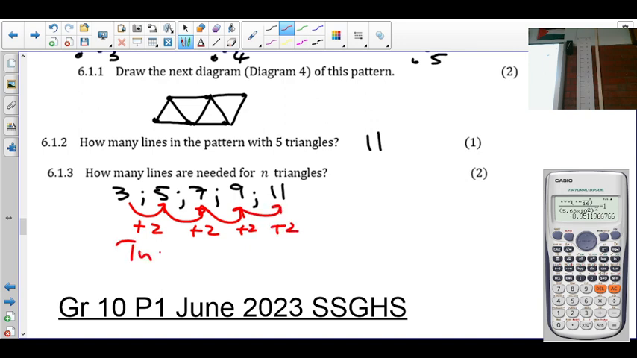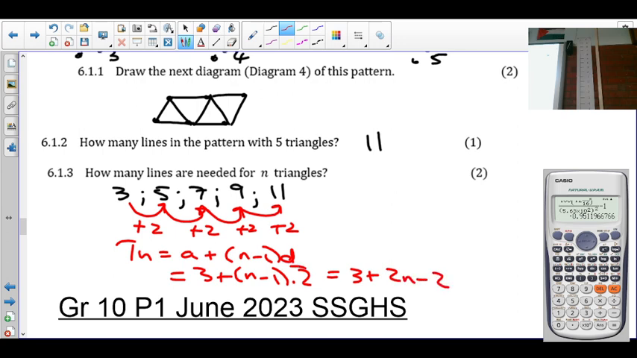So Tn is equal to a plus n minus 1 d. What's your a value? So it's 3 plus n minus 1 times 2. So it's going to be 3 plus 2n minus 2, as I'm getting rid of the bracket there, which will give you an answer of 2n plus 1. Okay.